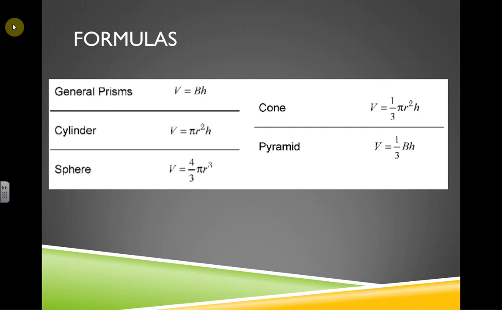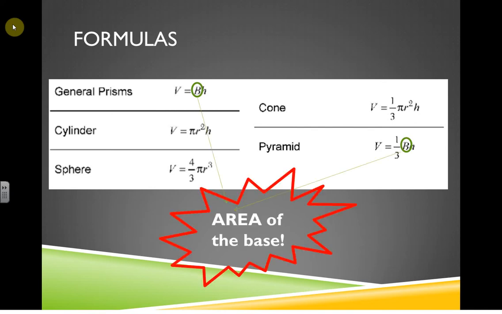The only thing you need to be really careful about is this capital B. That capital B stands for something that you need to realize. It stands for area of the base. That's a big deal. You need to know that. You need to remember that, because if you just think it's base, you're going to be finding the area of something, not the volume. So capital B stands for area of the base.